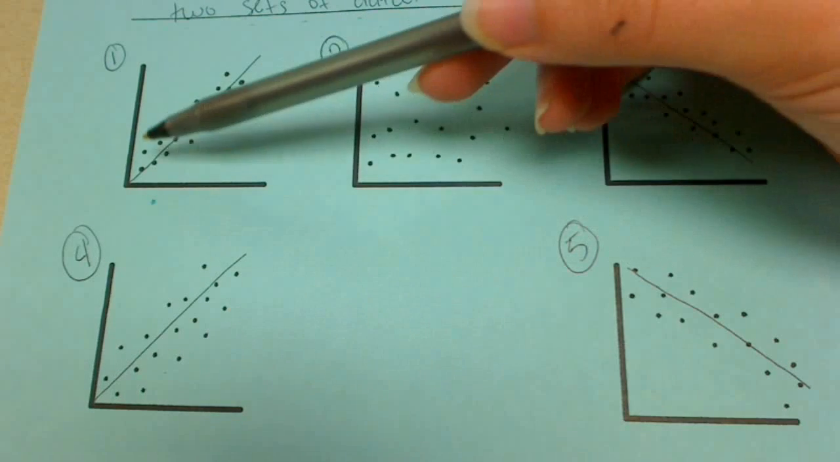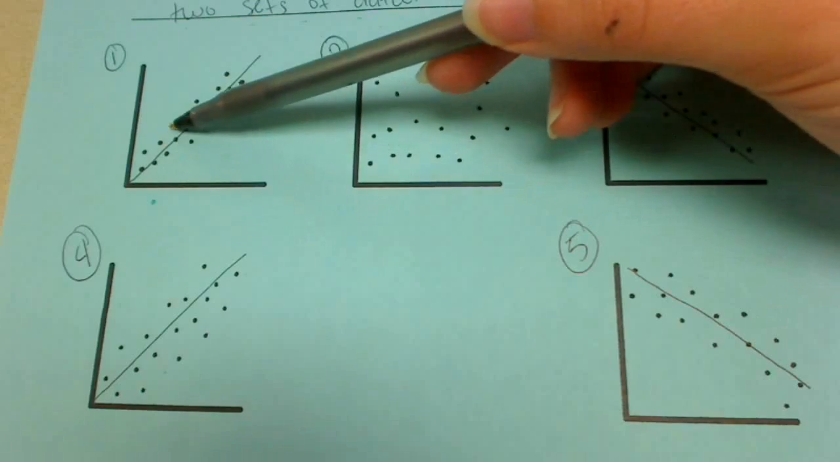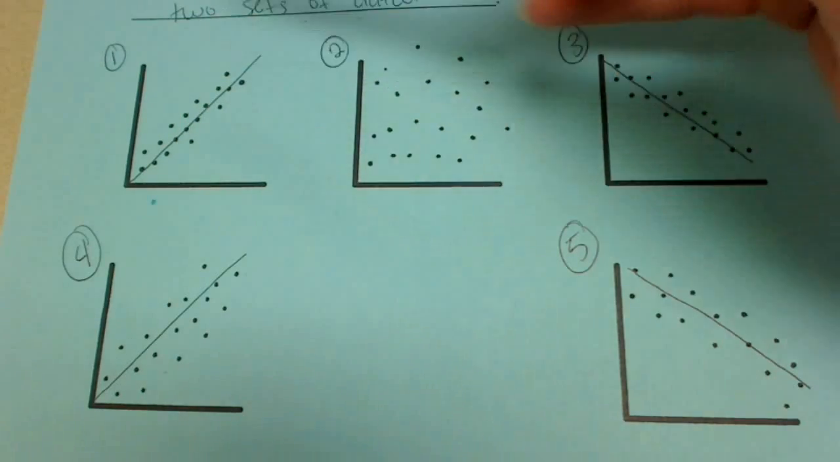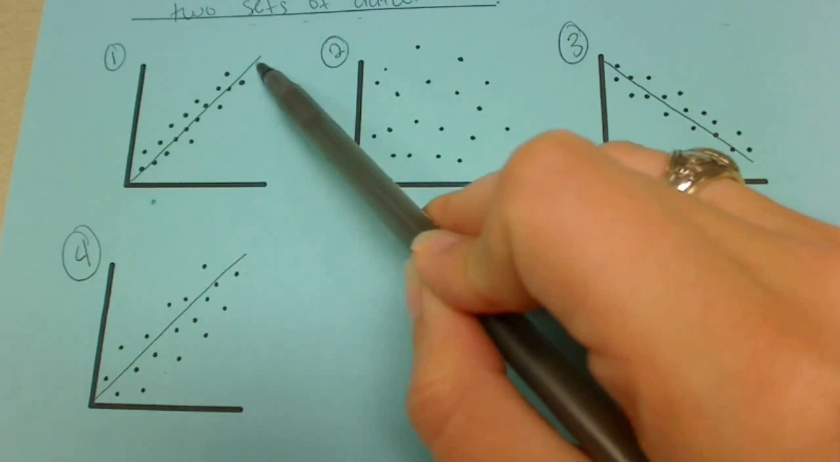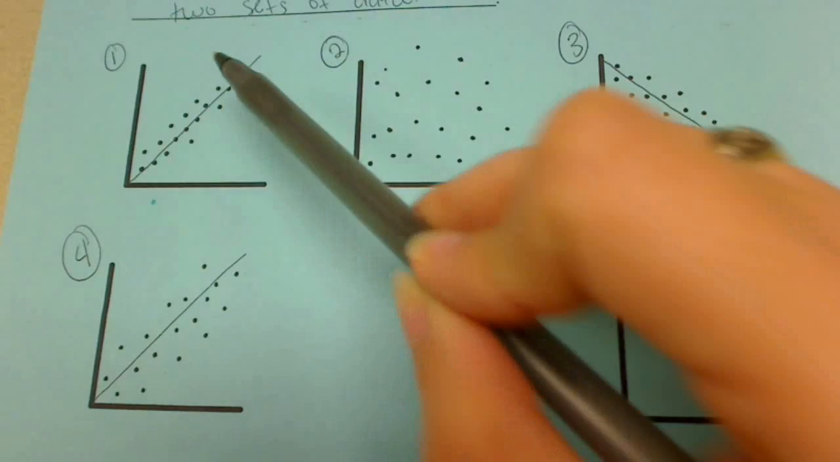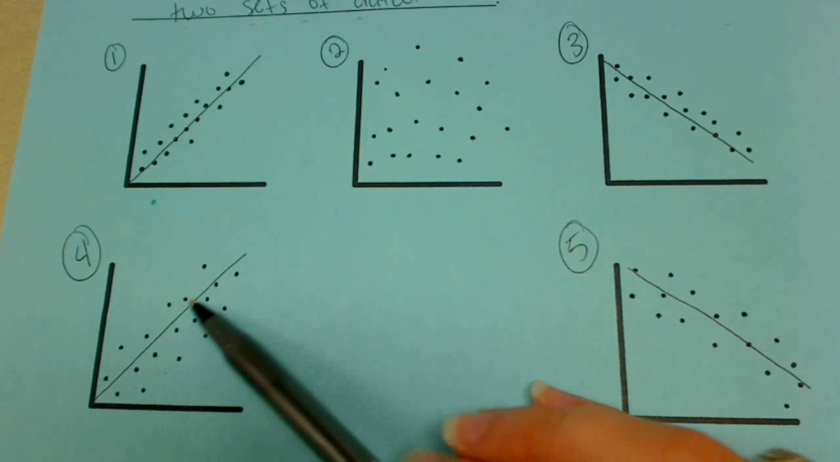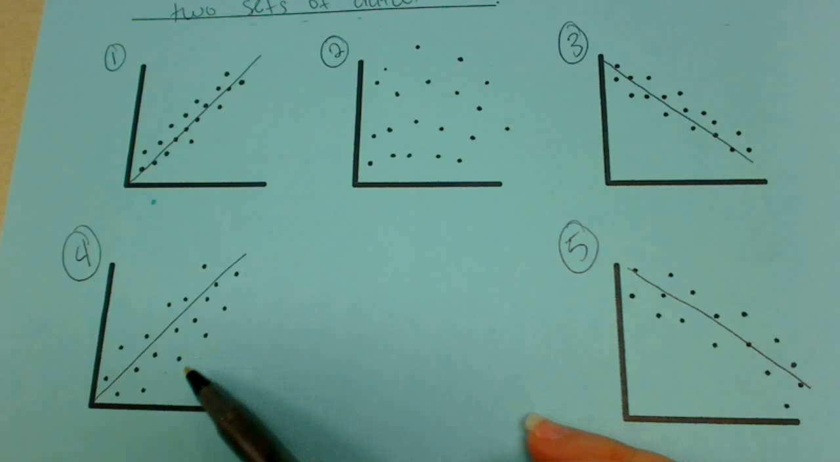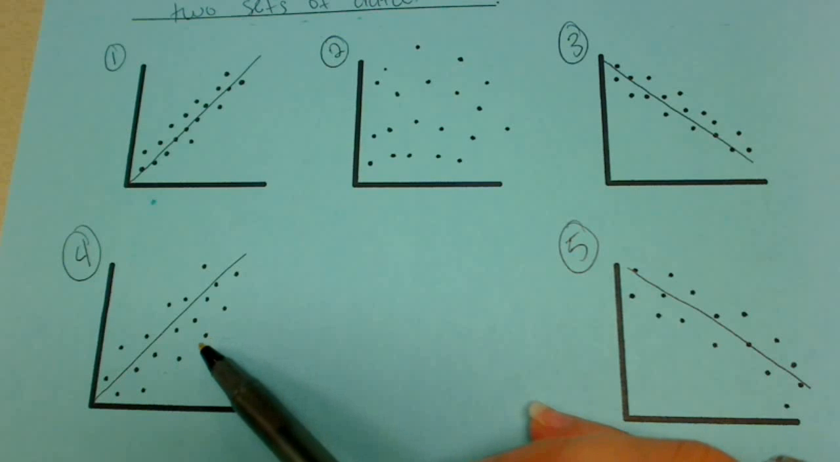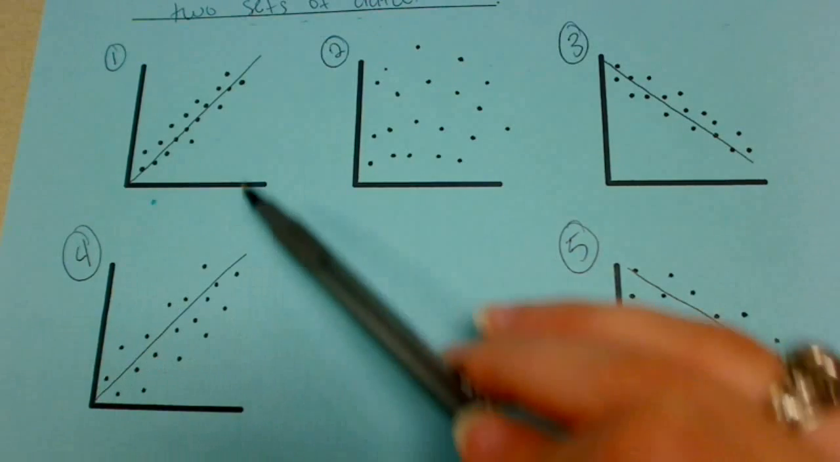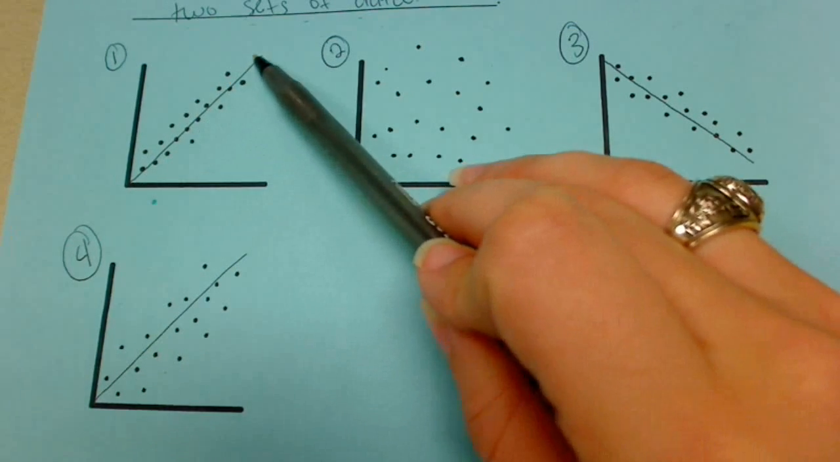graph 1, the points on the graph are really close to this line. This line is called the line of best fit. If you look at graph 4, these points are fairly far away from it. They're not as close together. That means it's a weak correlation. Weak positive because it's increasing. Strong positive because it's increasing.